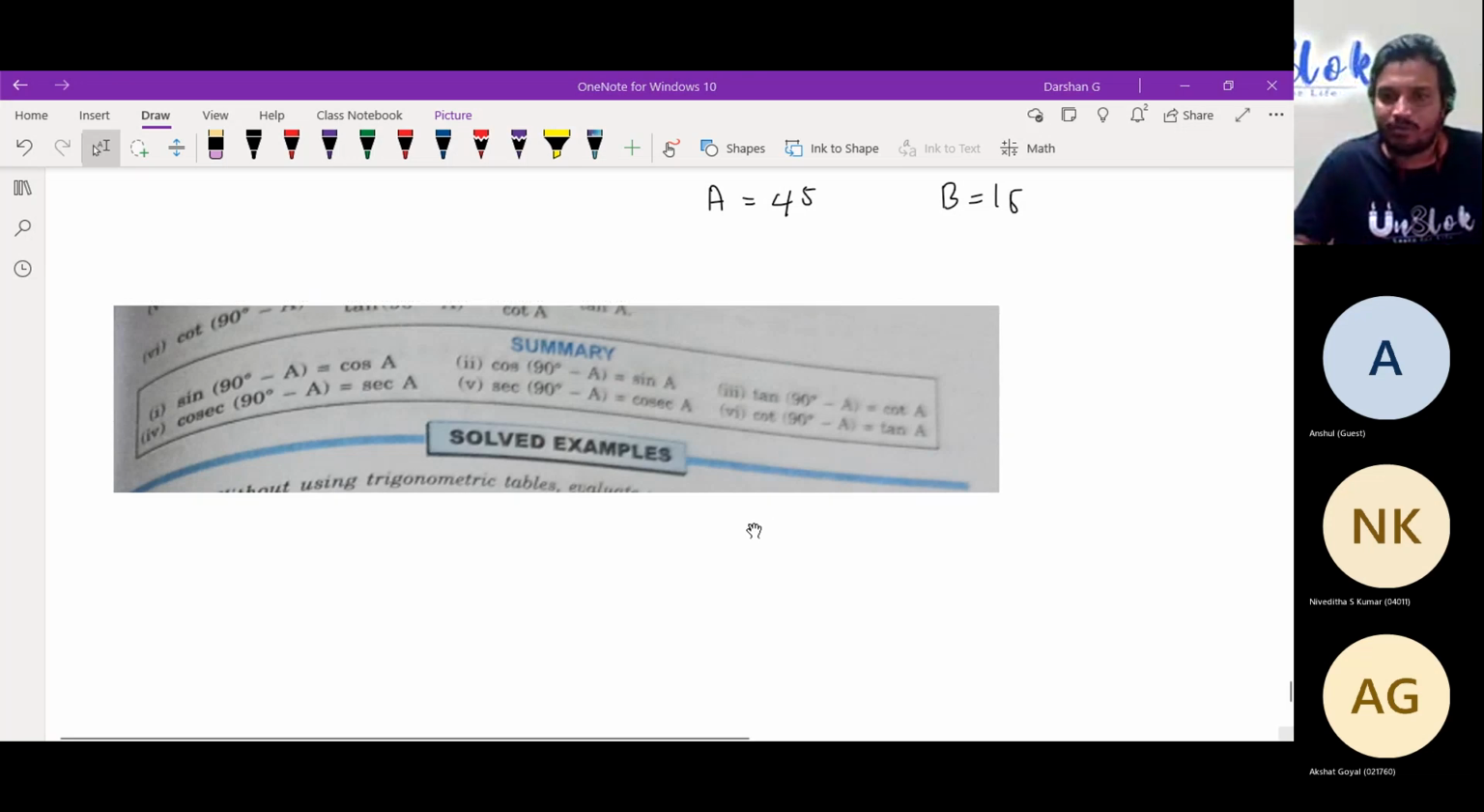On this, there are a few problems which we have to solve, which are pretty easy, not so difficult. Yeah. Have you studied trigonometry in 8th standard?